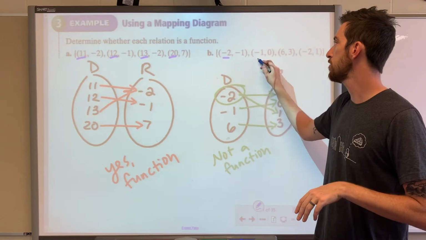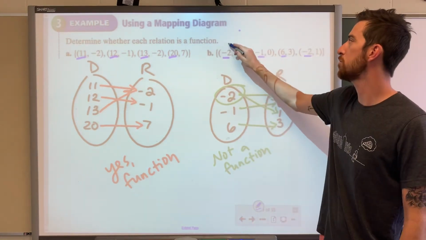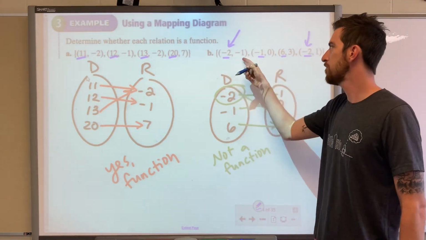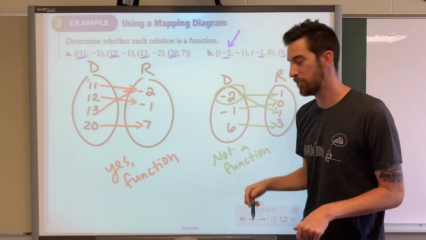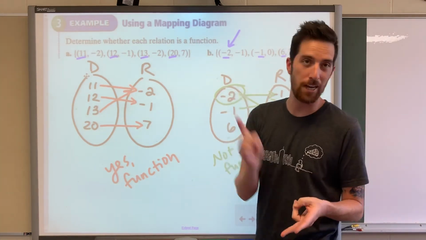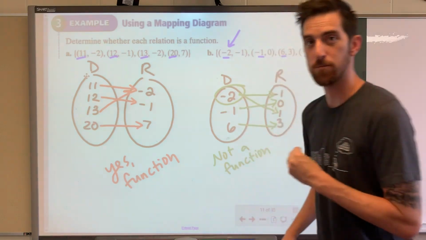Look at these x values. Are they all different? No, they're not. The -2 repeats. And they have 2 different y values. This is -2, -1. This is -2, +1. That's not possible with a function. So you can do it without the mapping diagram. You could do it without the vertical line test. But these are 3 options that you can see whether something is a function.